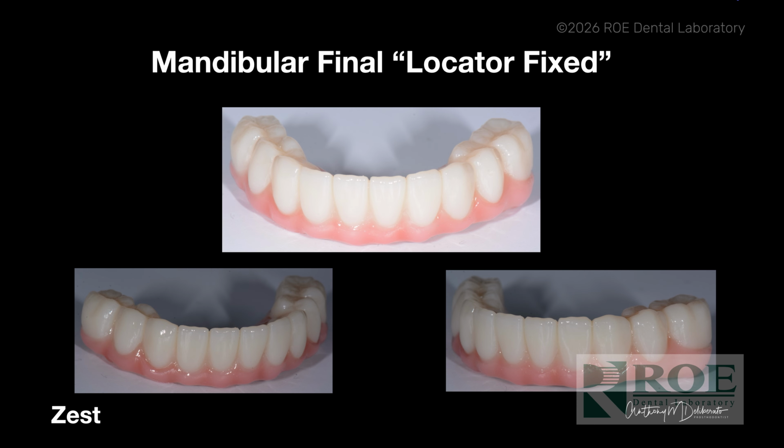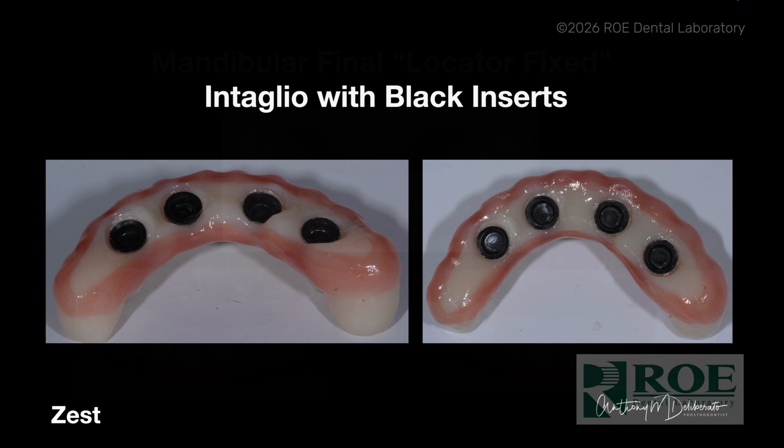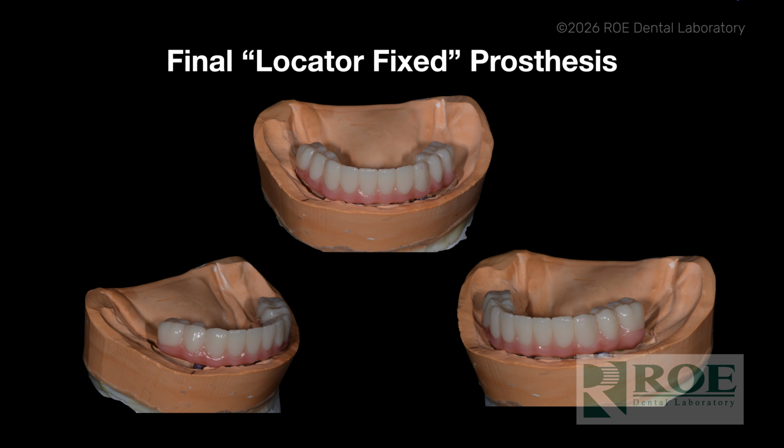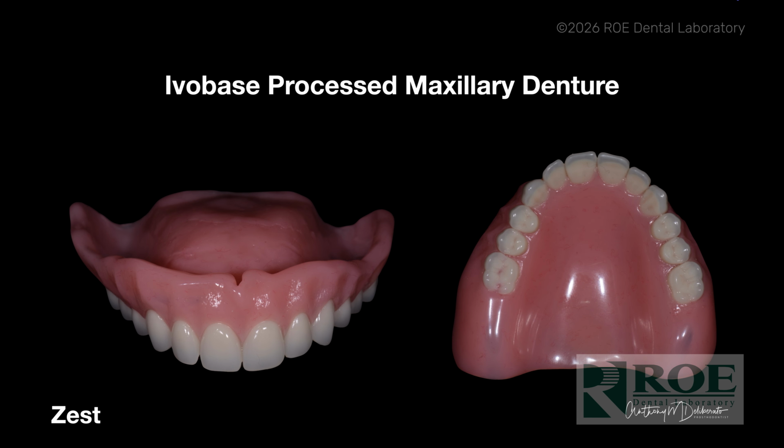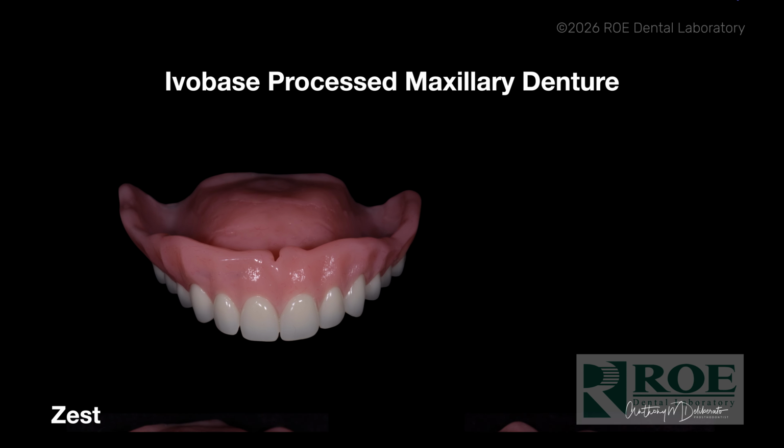Here's our final mandibular locator fixed prosthesis. We still have the black inserts because we want to try this in to make sure that everything lines up correctly and the bite is perfect before we place the permanent inserts. And here's our final locator fixed prosthesis on the model. Here's our processed maxillary denture.